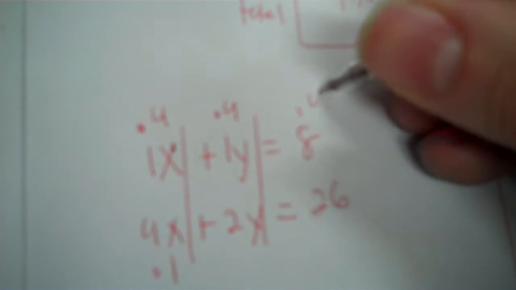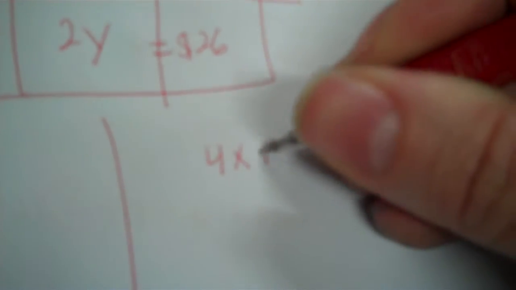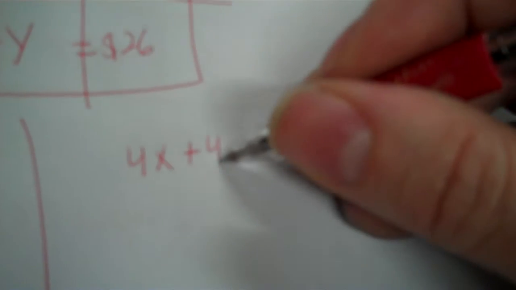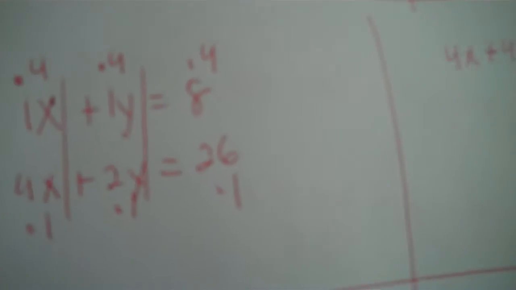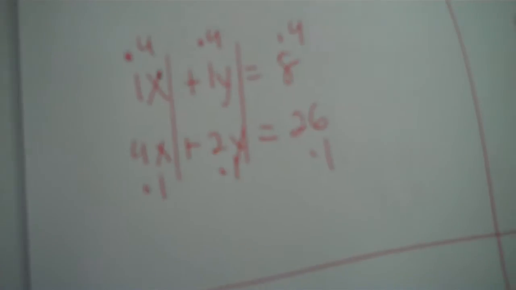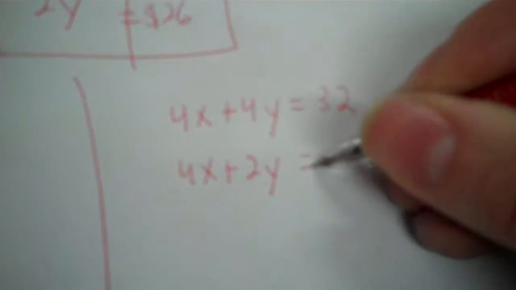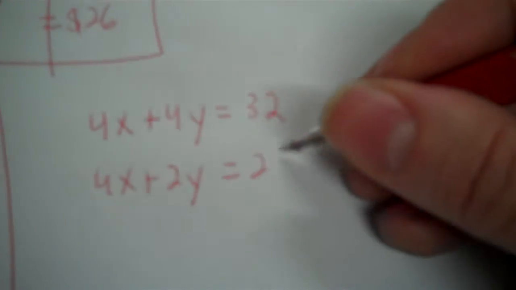So 1, 1. Okay, so we would multiply the top by 4 and the bottom by 1. So I multiply the rest of this by 4 and the rest of this by 1. So 4 times 1X is 4X. 4 times 1Y is 4Y. And then 4 times 8 is 32. Now on the bottom, 4X plus 2Y. 26 times 1 is 26.